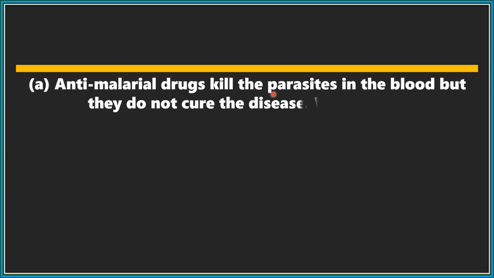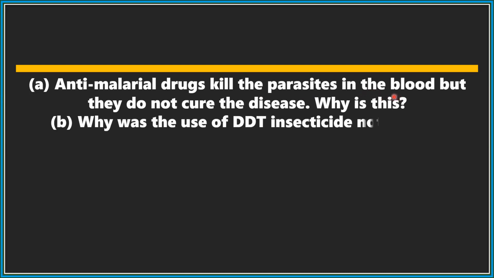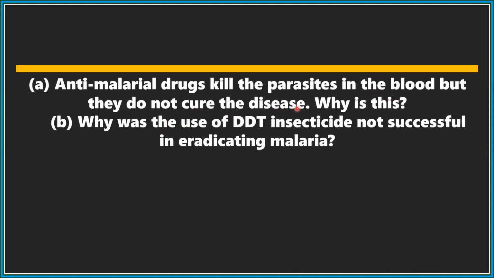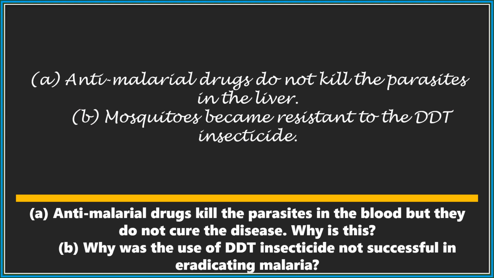Antimalarial drugs kill the parasite in the blood, but they do not cure the disease. Why is this? Why was the use of DDT insecticide not successful in eradicating malaria? Antimalarial drugs do not kill the parasite in the liver. Mosquitoes became resistant to DDT insecticides.